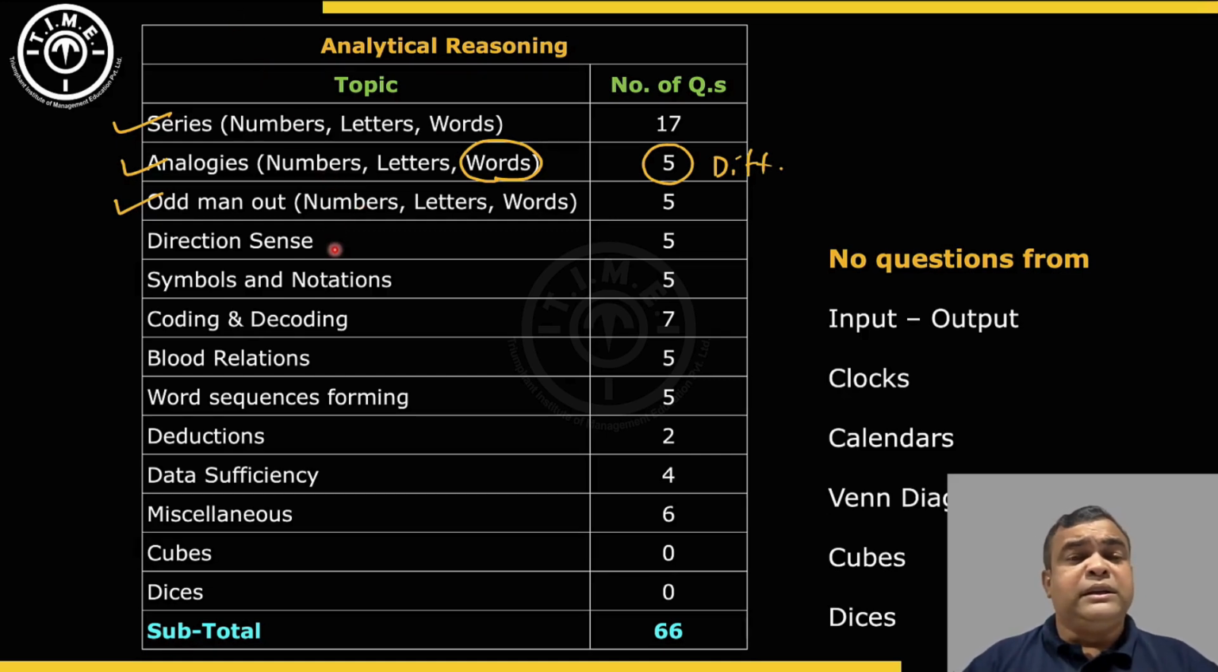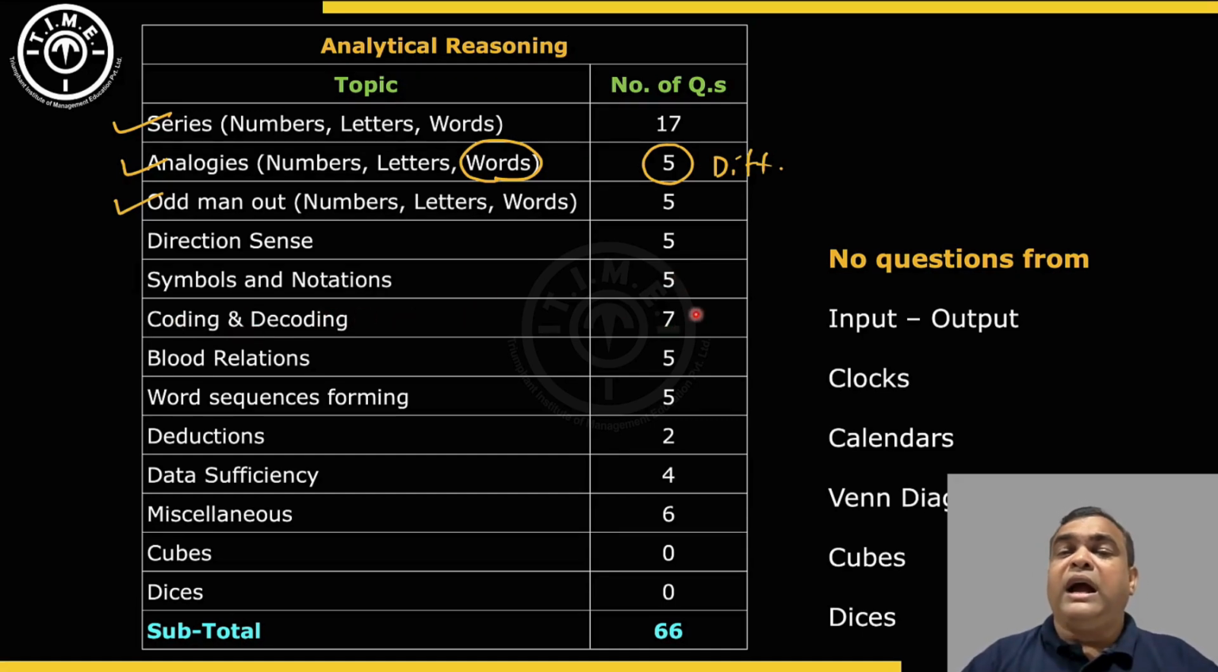Then symbols and notations, these are easy questions but time consuming, because they mention something. In symbols and notations, a lot of categories are considered. So some tricky part was there. I'll not say tricky, but it's a time consuming part.